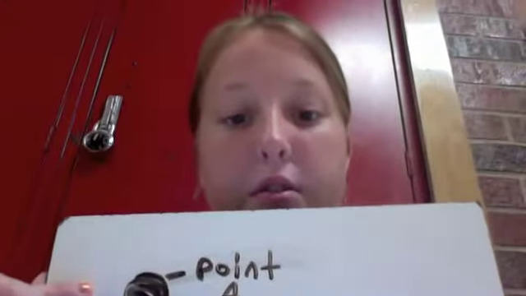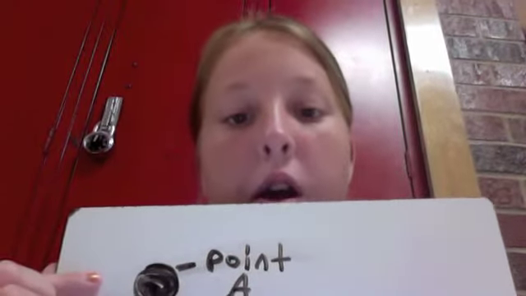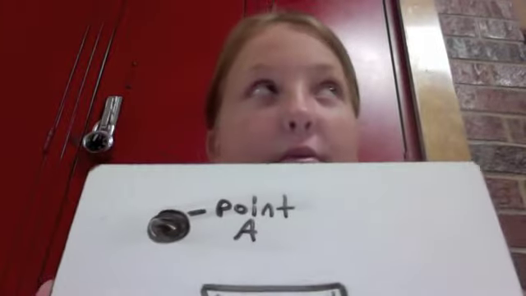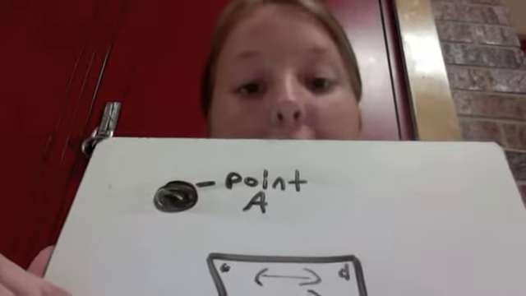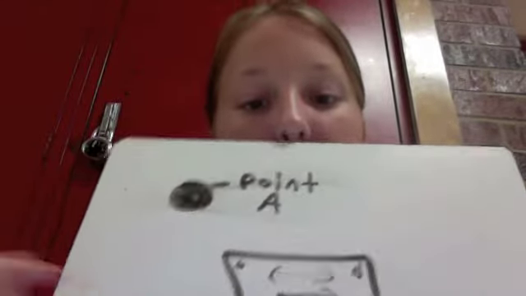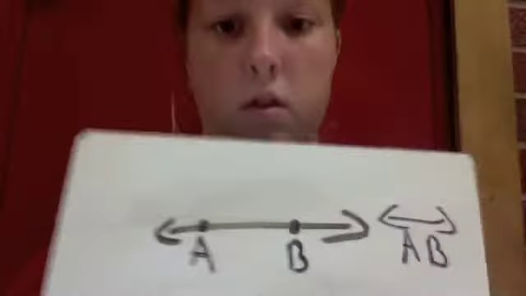This is a point. It's labeled with capital letters. Used to start lines. This is a plane. It's used to hold line segments, lines, and rays. It's labeled with lowercase letters in the corners.